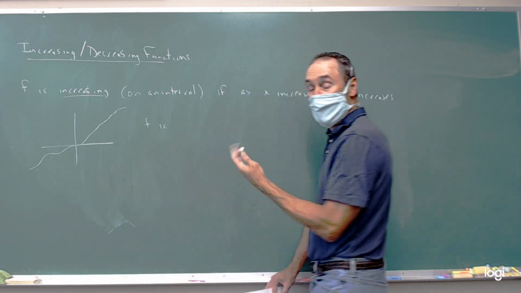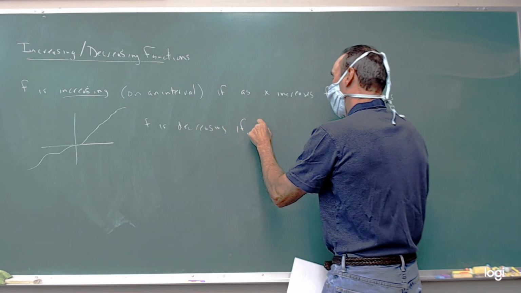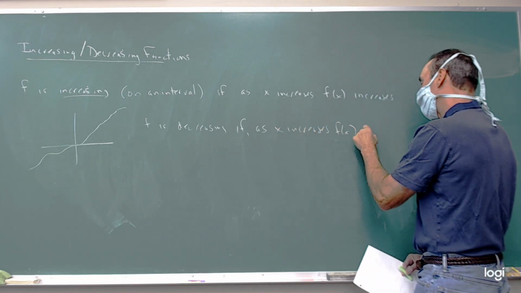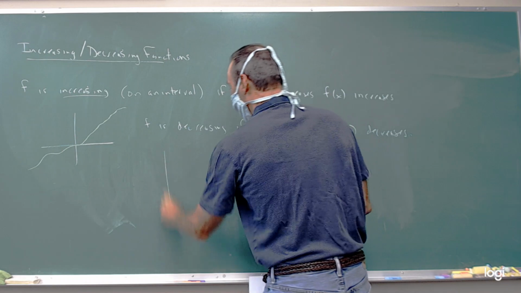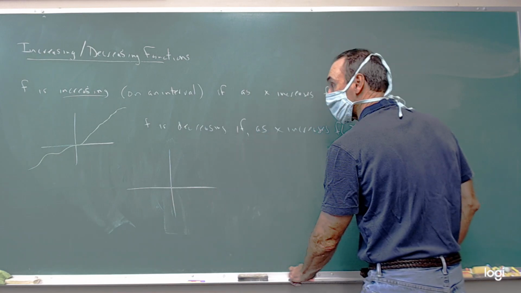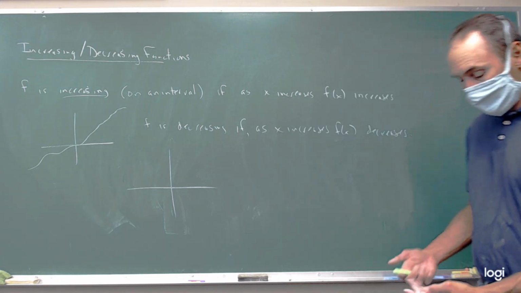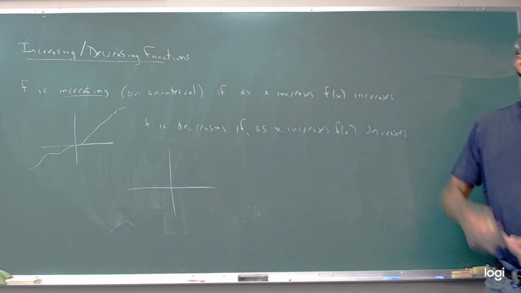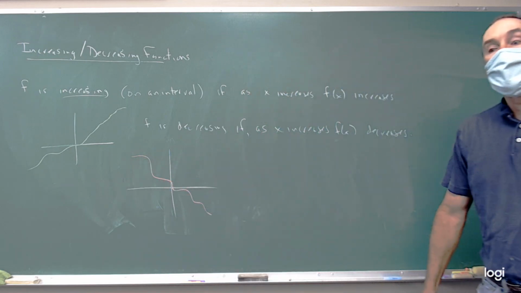So f is decreasing, again on that interval, if as x increases, f of x decreases. Oops, that's supposed to be the axis. So the idea here is as we move from left to right, as x increases, then the y values are going to get smaller. So a function that does something like this would be a decreasing function.